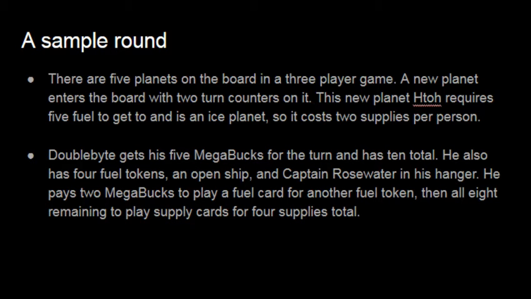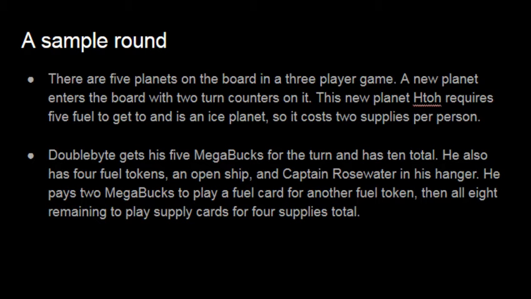Double Bite, that's me. I get 5 money per turn, and I have 10 money total. I have 4 fuel, I have a ship card in play, and I have a Captain Rosewater in play. So I'm going to pay 2 megabucks to play a fuel card, get my 5th fuel, and then I'm going to play the rest of my money to play supply cards to get supplies. Again, supply cards get you supply tokens, which then stay in play, and the supply cards go into your discard where they'll get shuffled back in.